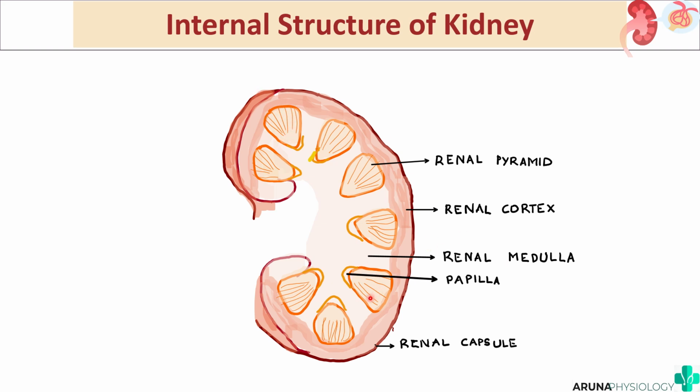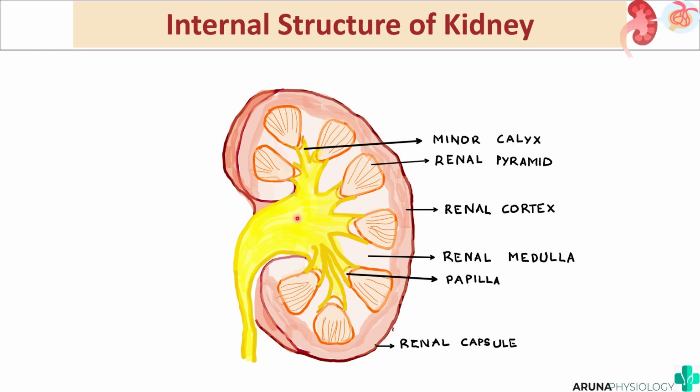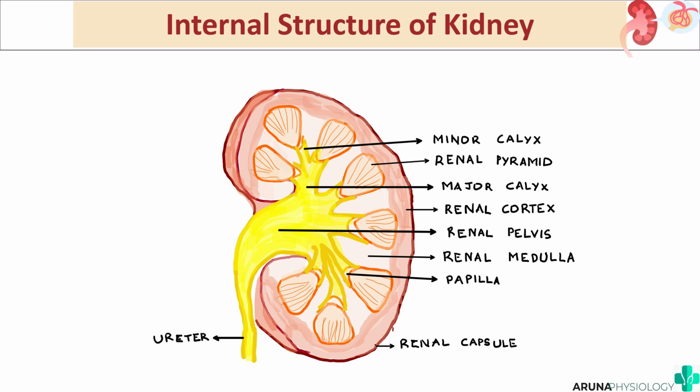The renal pyramids open into the papilla, which in turn drain into the minor calyx and the major calyx. This is the minor calyx and this bigger one is the major calyx, and they all drain into this area which is called the renal pelvis, which continues as the ureter.